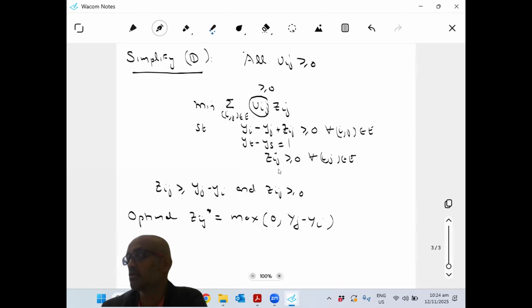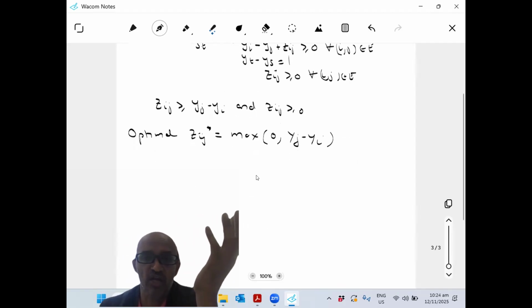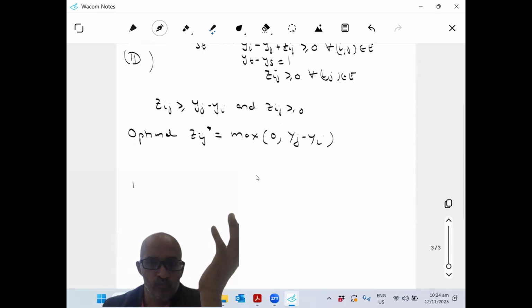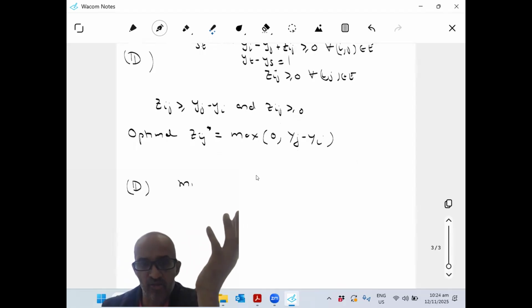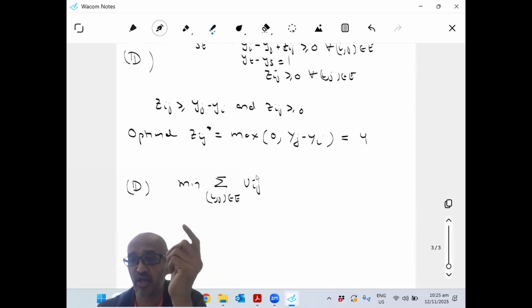Is that clear? So I can project out the zij variables. Of course, this is not a linear constraint. It's a piecewise linear convex function, but I can do this. So I can rewrite the dual as: minimize the summation over ij in E of uij times zij. By the way, there's a representation. Maybe I should write it down here. You can define this as yj minus yi, positive part.